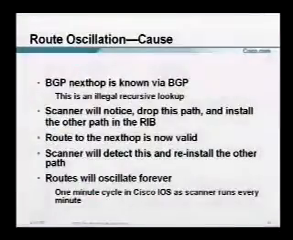Okay? So the BGP next hop was known via BGP, which is an illegal recursive lookup. What's happening was the scanner will notice that the BGP next hop is known only by BGP, so it'll drop that path. So your alternative path is known via the IGP, so it will install that. But then, of course, your next hop, which was known in BGP, is then valid, so then it will be reinstalled as the best next exit point. So you just oscillate back and forth between these two. Okay? And it just goes on forever.